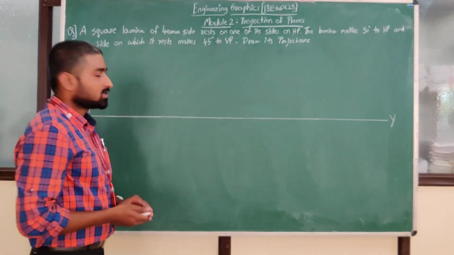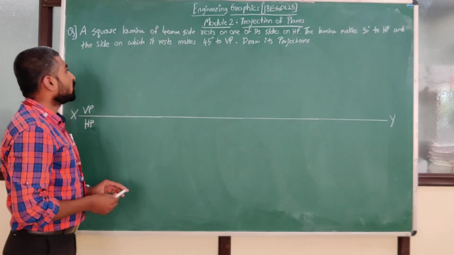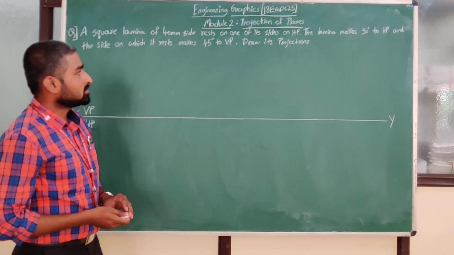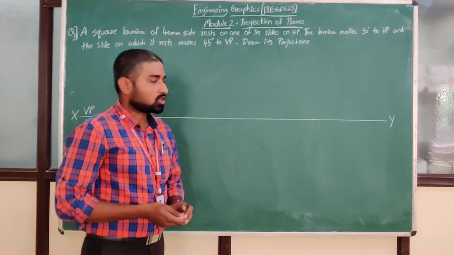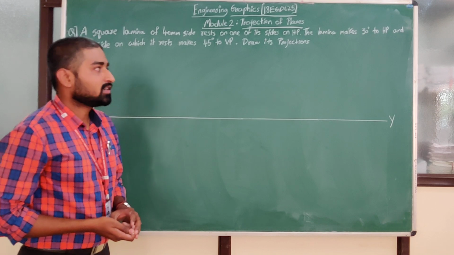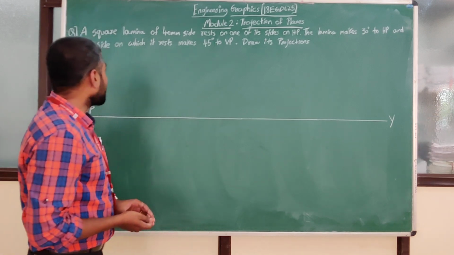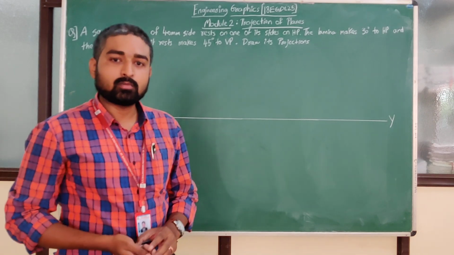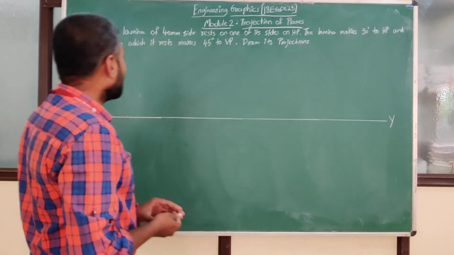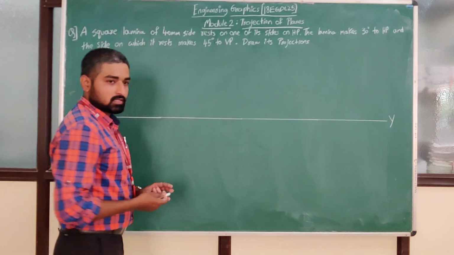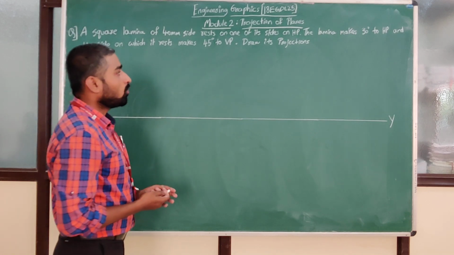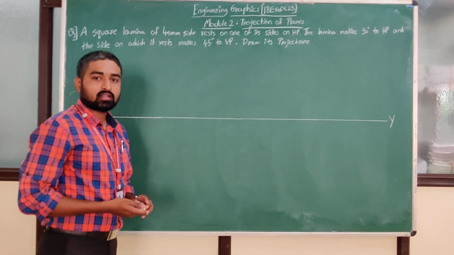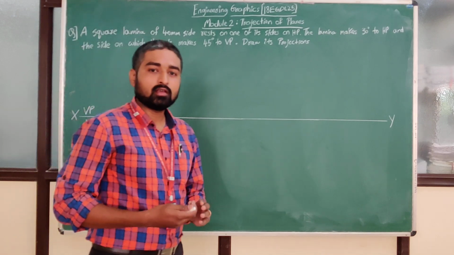As the problem states here, a square lamina of 40 mm sides rests on one of its sides on HP. The lamina makes 30 degree to HP, and the side on which it rests makes 45 degree to VP. Draw its projections. Now here the important thing is, first let us see what are the given things and what are the required things we require to solve the problem.